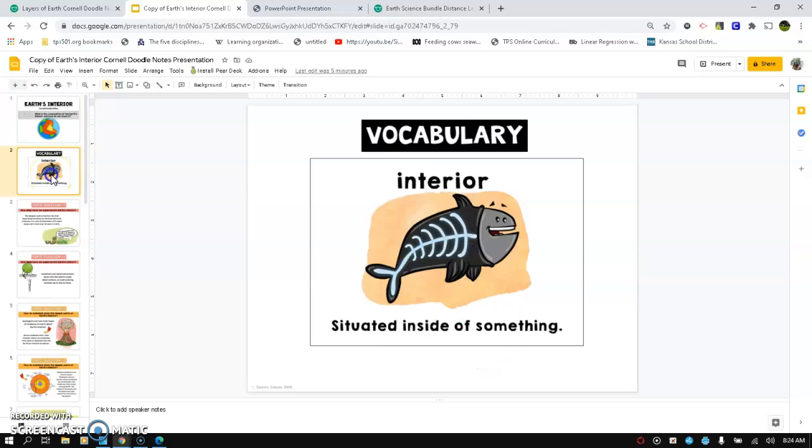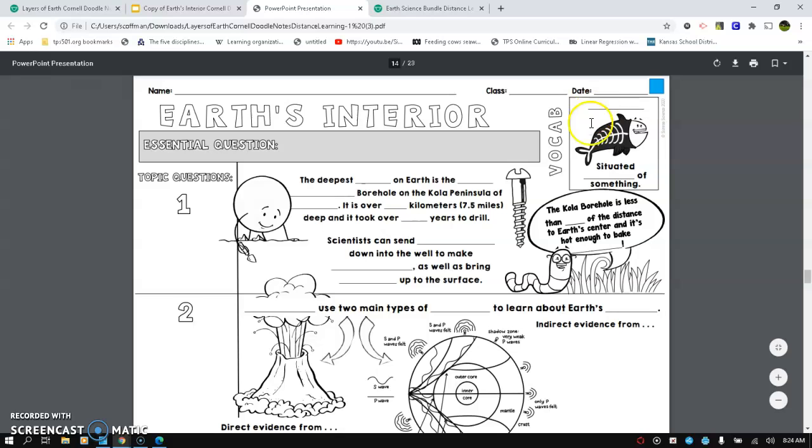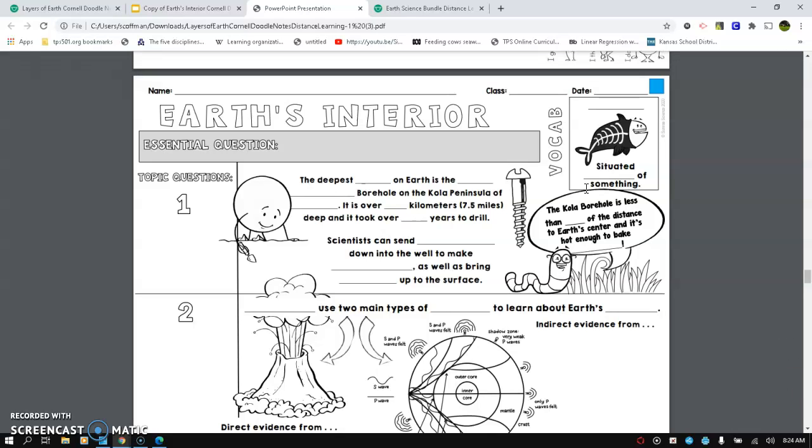Now the vocab is interior. It's situated inside of something, so that goes with the fish right here. I do like these notes because they have the pictures, and if I were to have you in class, we'd probably just color it so that you can get this nice and neat.